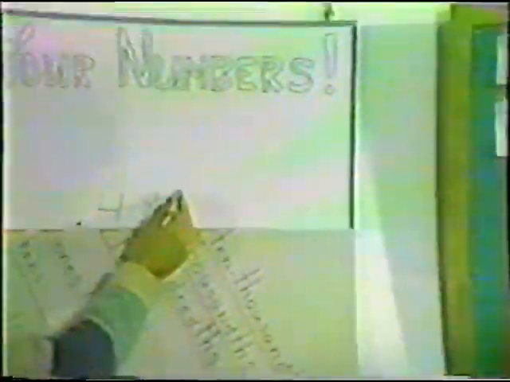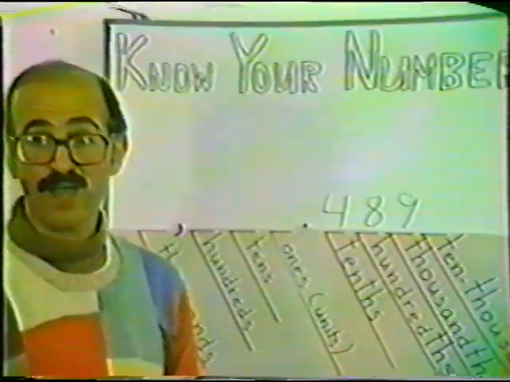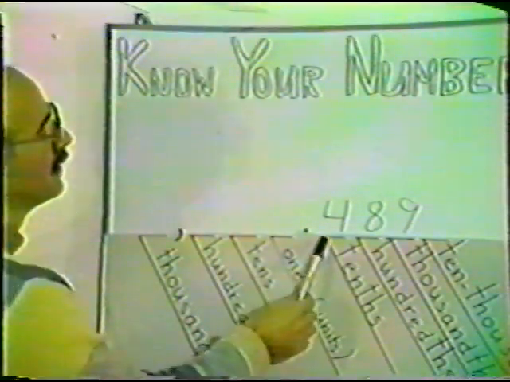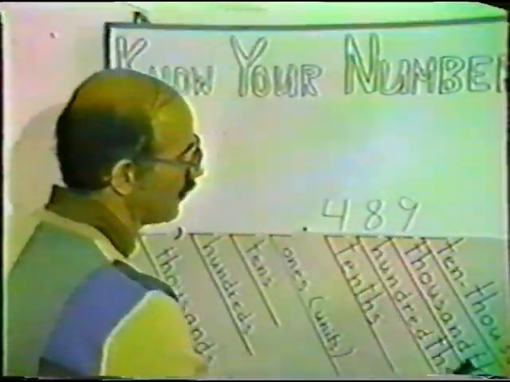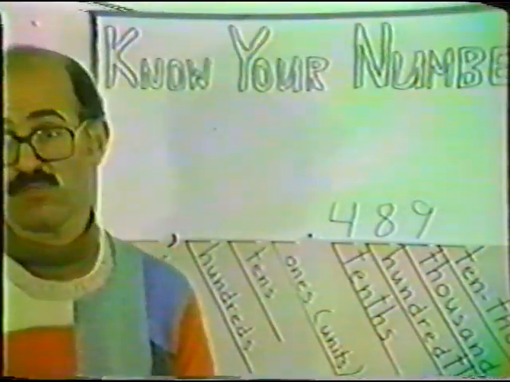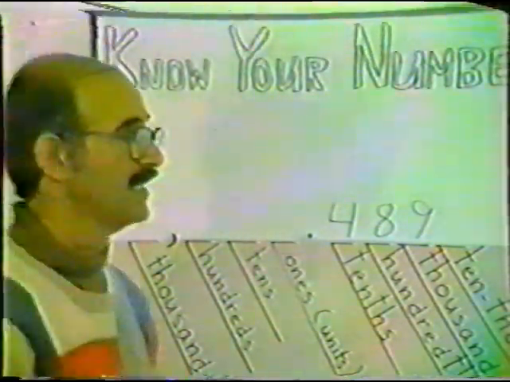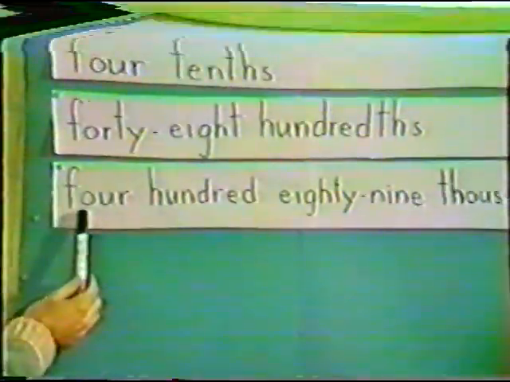Now we'll put a 9 in the next place, which is the thousandths place. First, read the number, then read the place where the number ended. Let's say the whole thing all at once. What is this decimal number? 489 thousandths. Yes, and here's the way it looks when we write it in words. Read it.